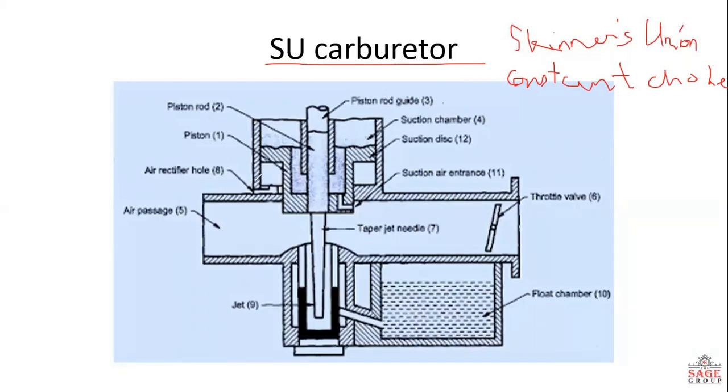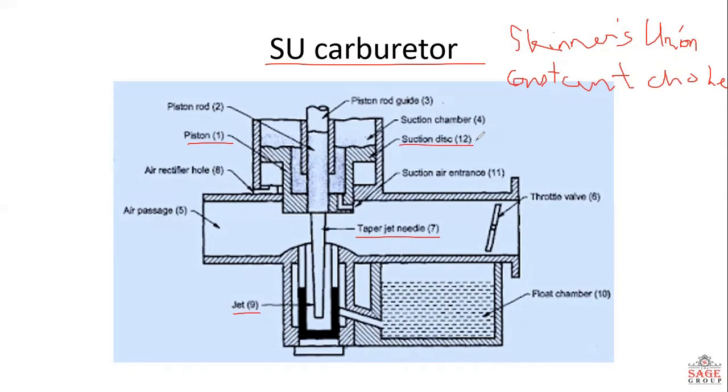It consists of a sliding piston. The lower end of the piston is connected to a taper jet needle, which is inserted into our main jet. When the piston is moved up and down, the needle also moves up and down within the main jet. The upper end of the piston is given a flat form, which is known as the suction disc.